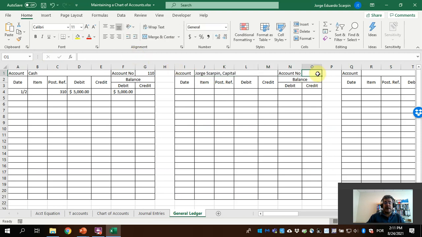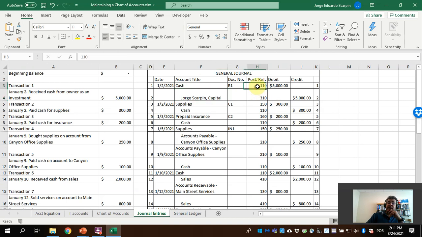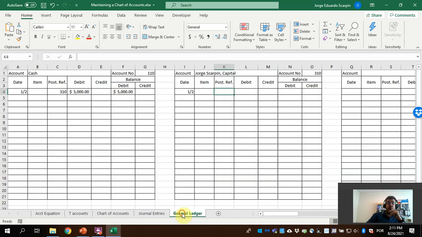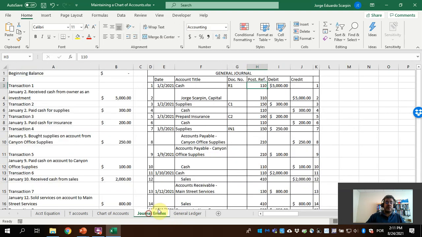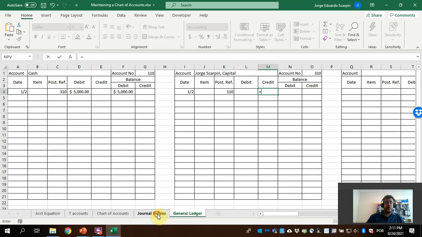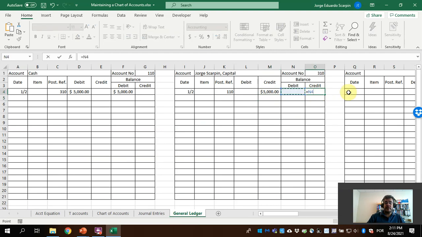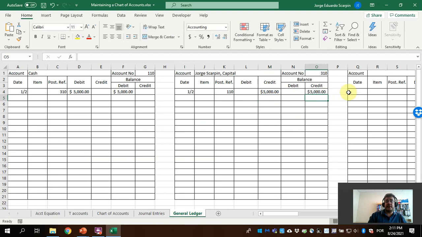The second one, Jorge Scarping Capital. It is the account number 310. Same date, January 2nd. Now, the other account is 110. So we copy the 110 here. And now this is a credit account. So credit account here. And again, our ending balance is only this journal entry. So this is the first transaction.